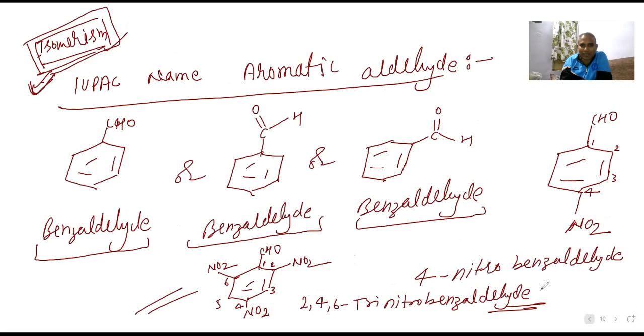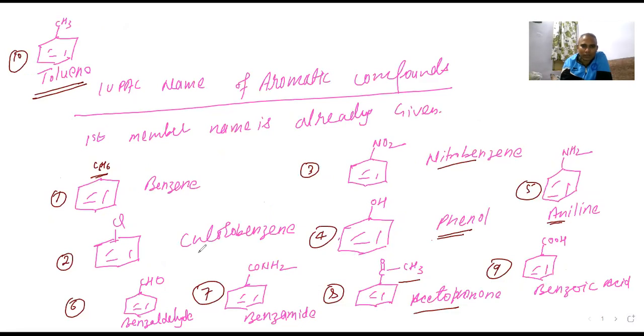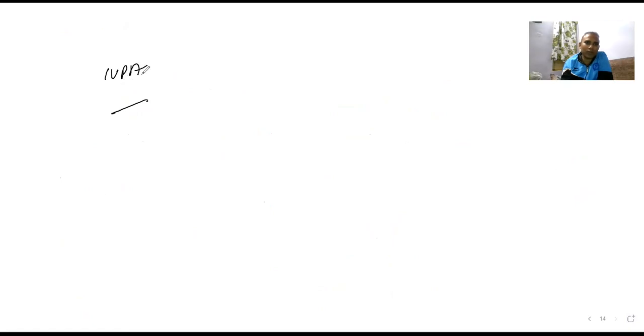Now let us see the IUPAC name of what is left. Let us check if any compound is left here. Phenol we left. Let us go and try the name of phenol, the aromatic alcohol.